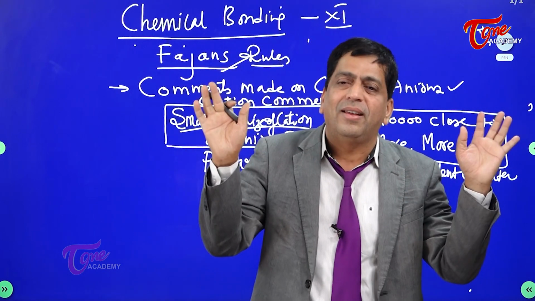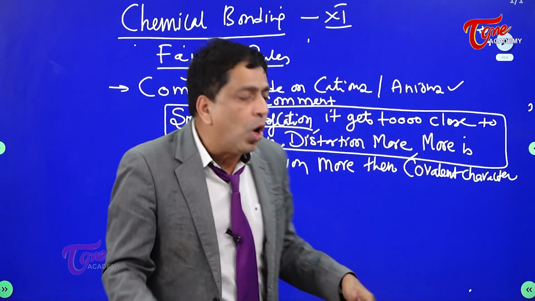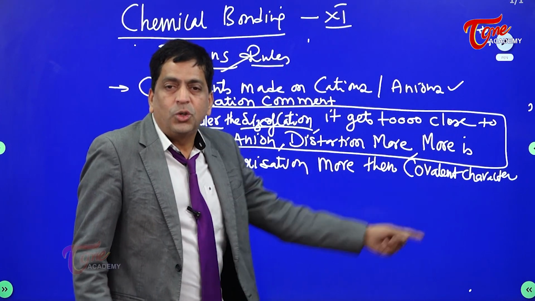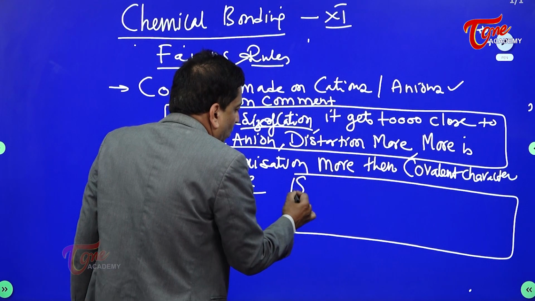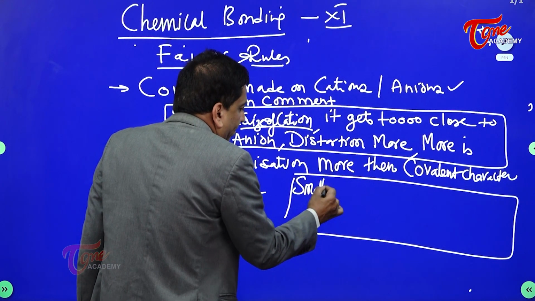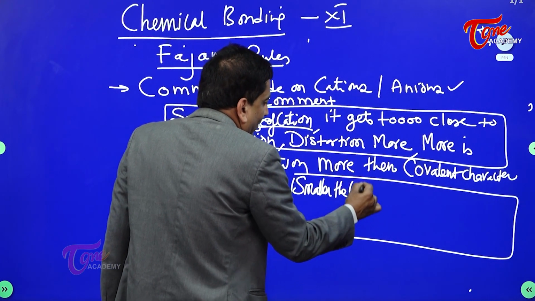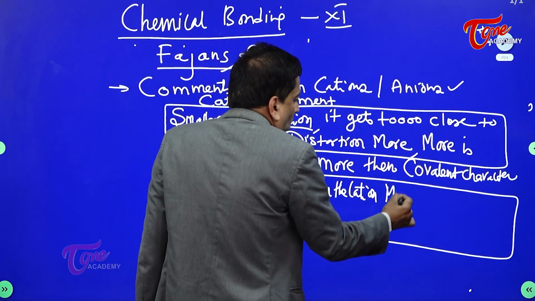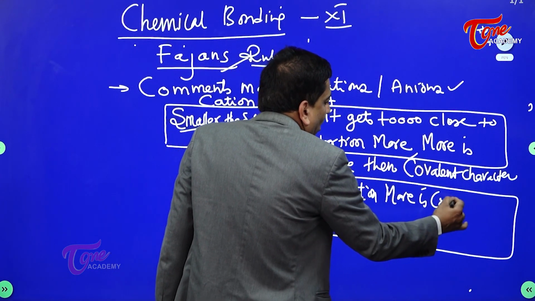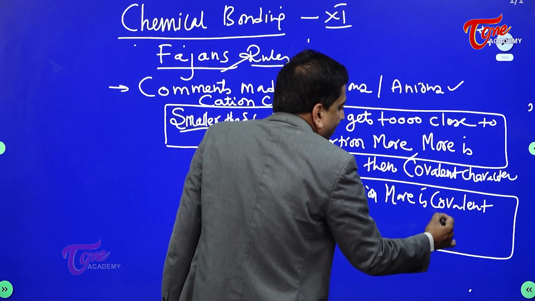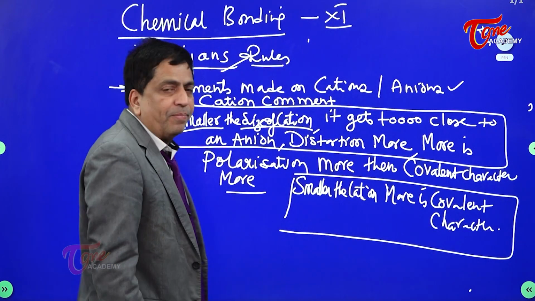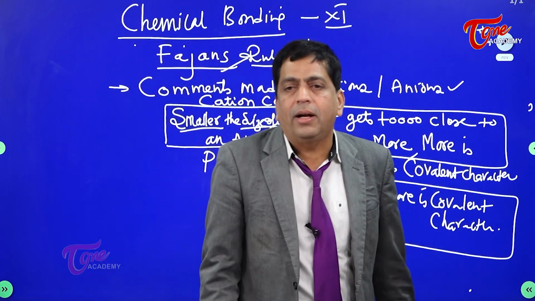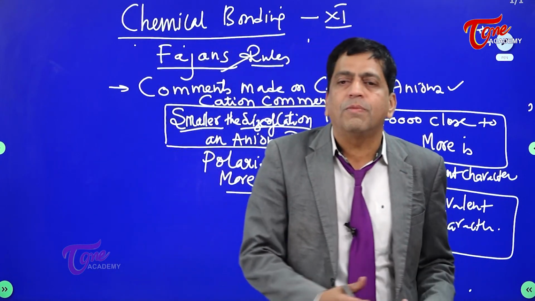And you share. When you share, covalent character is more. So simply speaking, smaller the cation, more is the covalent character. You must understand. Now students must extrapolate and locate the positions of the smaller cations.